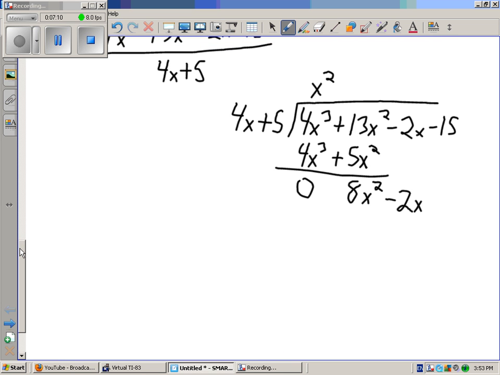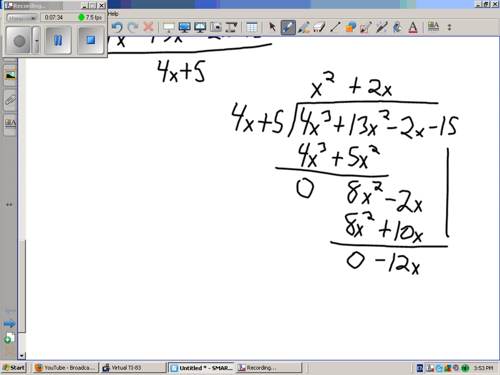And we proceed again. 4x goes into 8x squared plus 2x times. 2x times 4x plus 5, 8x squared plus 10x. Subtract 8x squared, we get 0. Negative 2x minus 10x is minus 12x. Carry down the 15 all the way, minus 15. 4x goes into negative 12x minus 3 times. Minus 3 times 4x is negative 12x. Minus 3 times 5 is minus 15. And we get 0 remainder again.